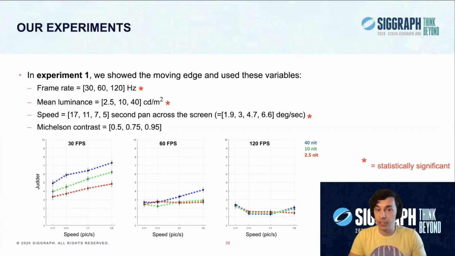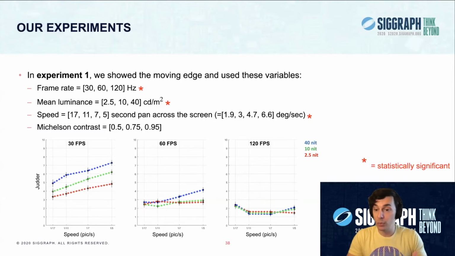Here are the results for this experiment. The first three variables, frame rate, luminance, and speed, were found to be statistically significant, but contrast was not. So in these plots, we average out over contrast, and we get these results. Let's analyze these plots, starting with the one on the right. The three lines represent the different luminance cases. So we got blue for 40 nits, green for 10 nits, and red for 2.5.